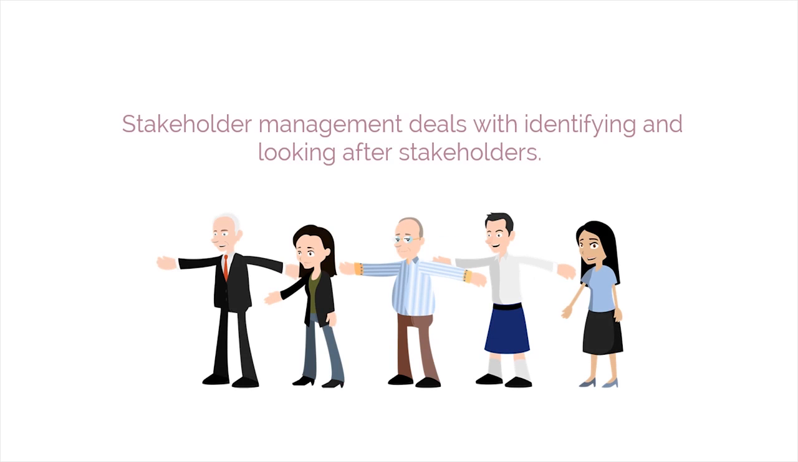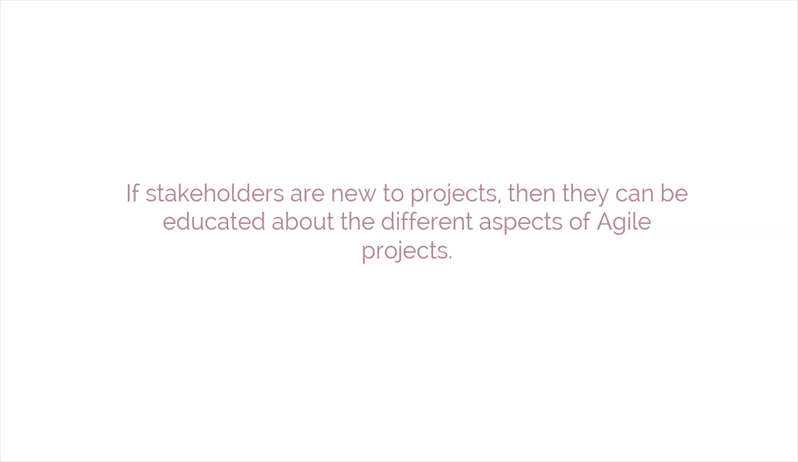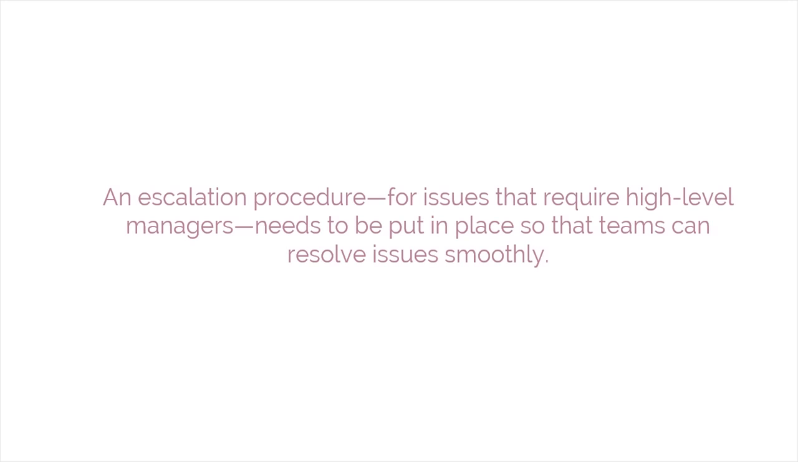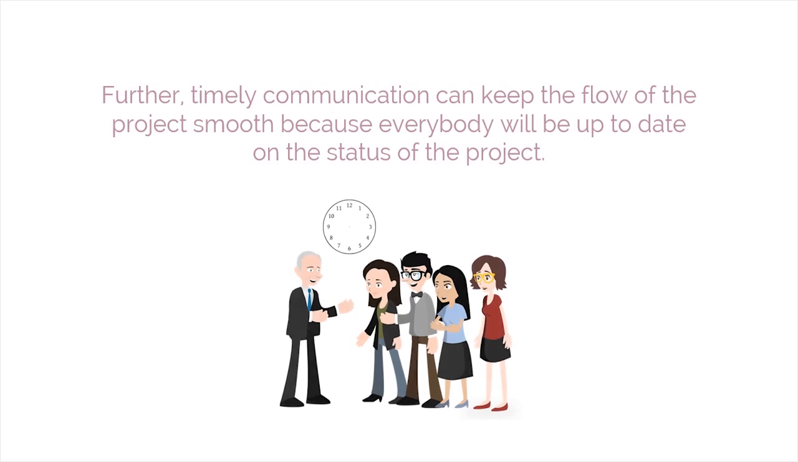Stakeholder management deals with identifying and looking after stakeholders. If stakeholders are new to projects, then they can be educated about the different aspects of Agile projects. Short iterations of 2 to 4 weeks help keep stakeholders engaged in the project. An escalation procedure for issues that require high-level managers needs to be put in place so that teams can resolve issues smoothly. Further, timely communication can keep the flow of the project smooth because everybody will be up to date on the status of the project.